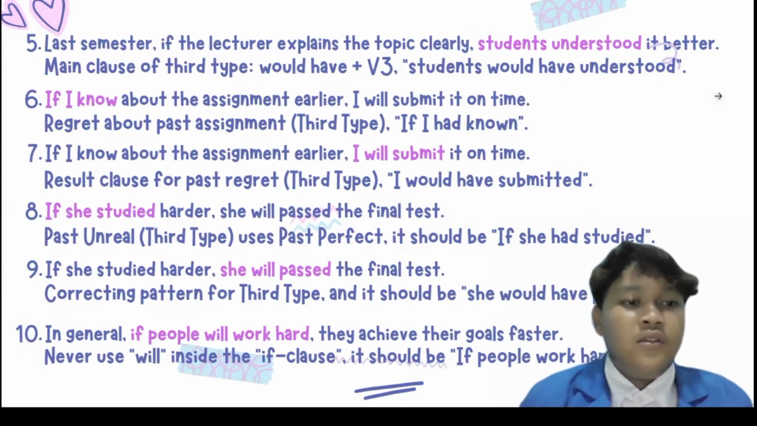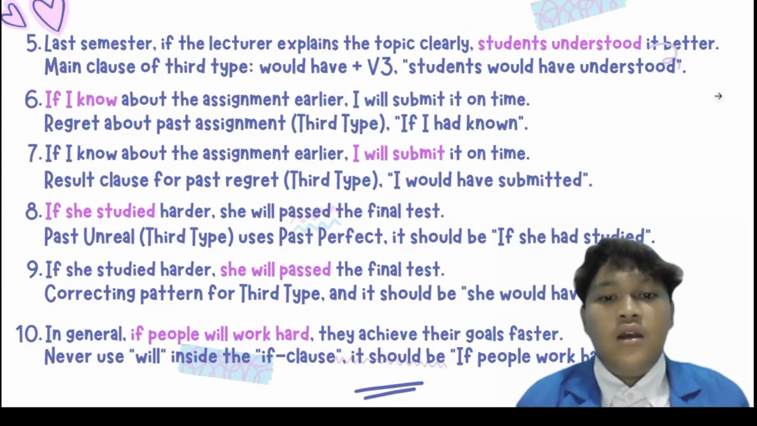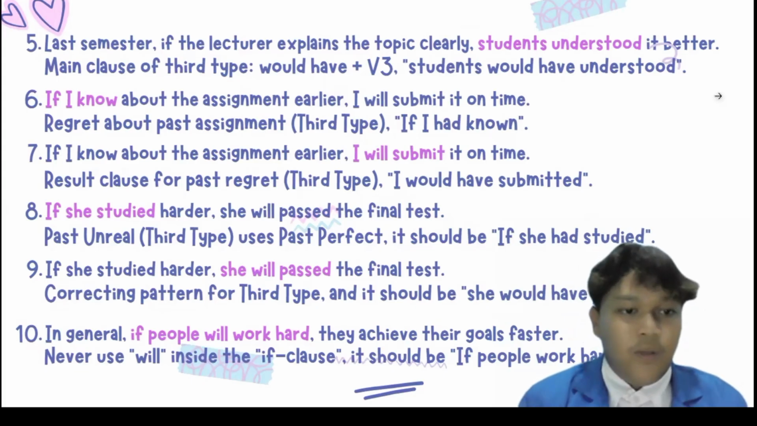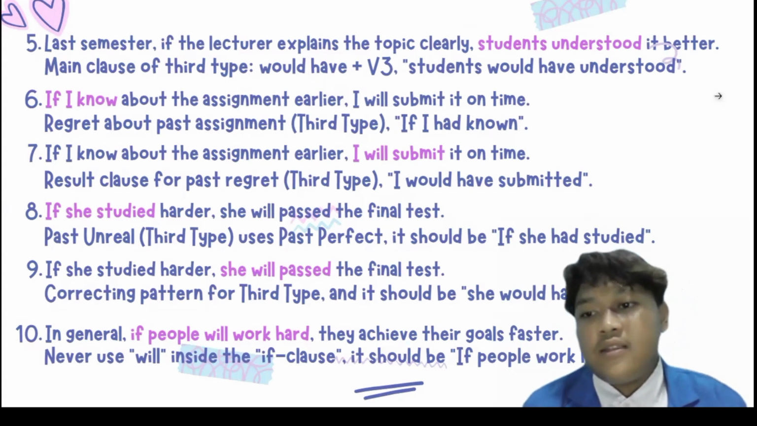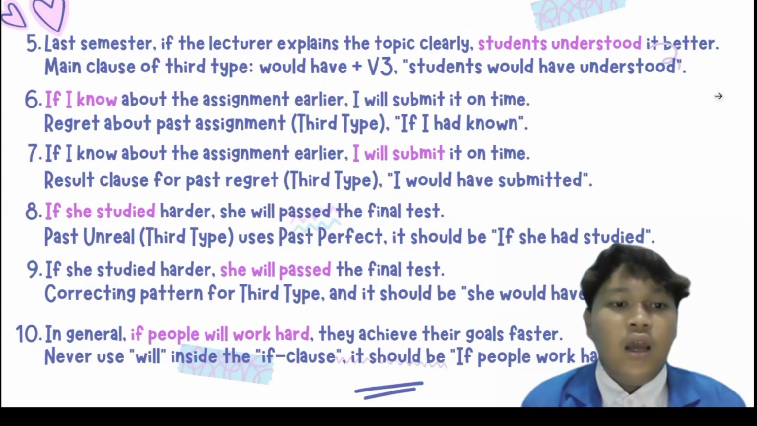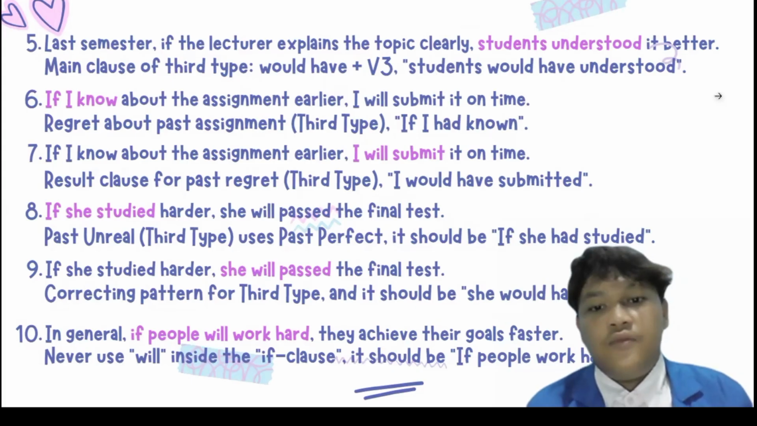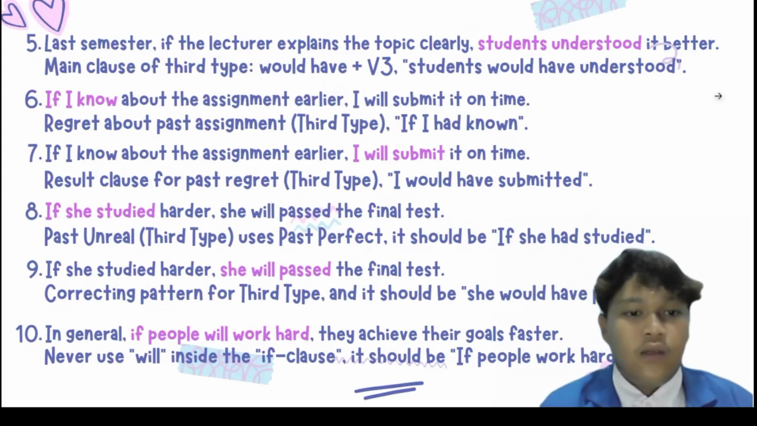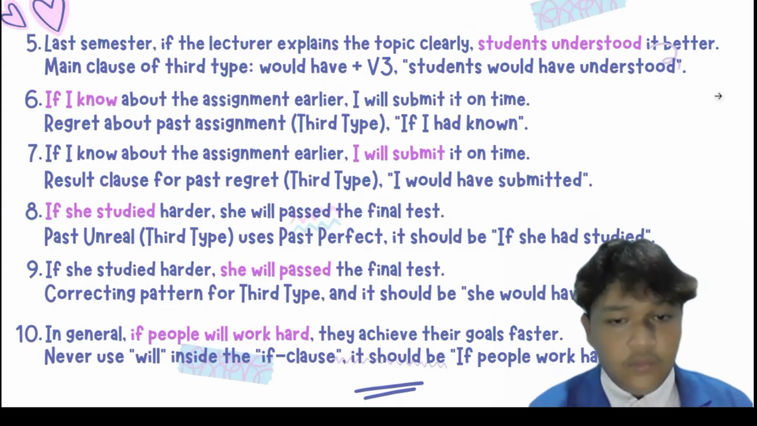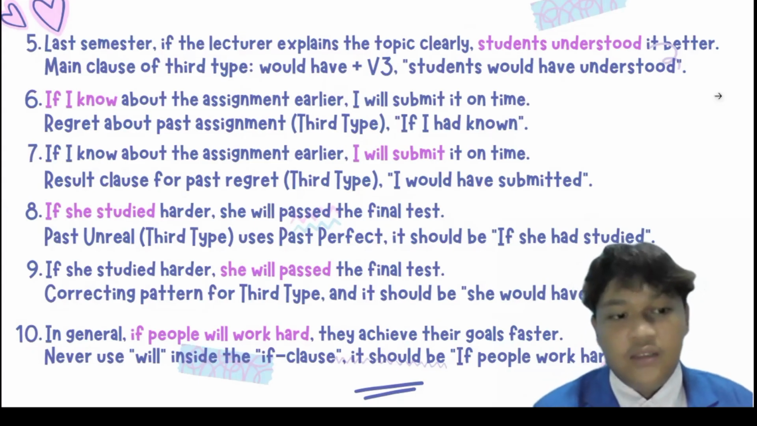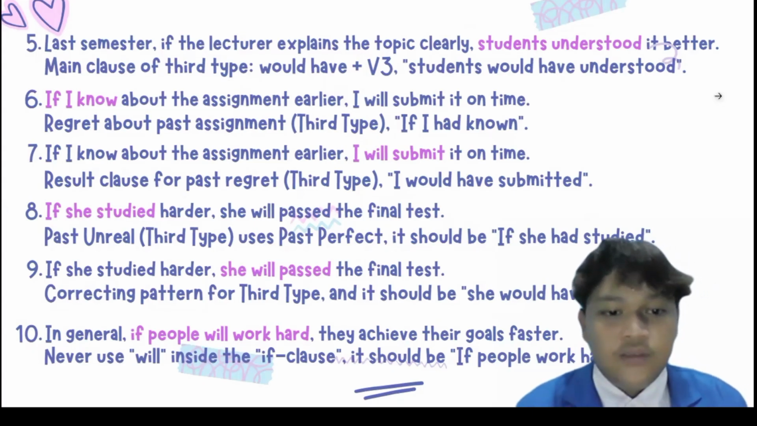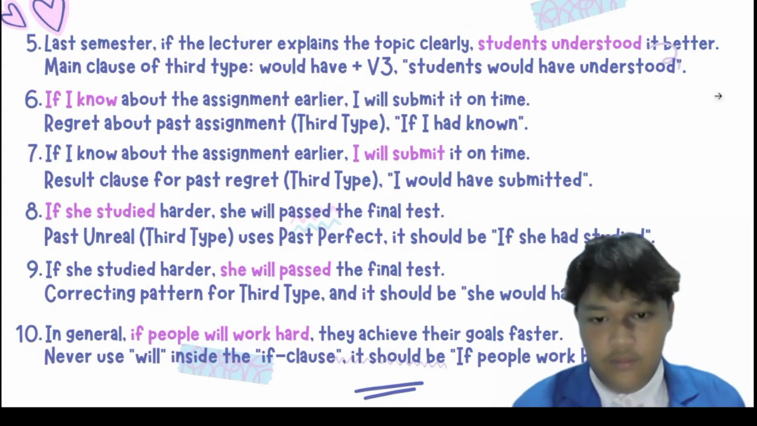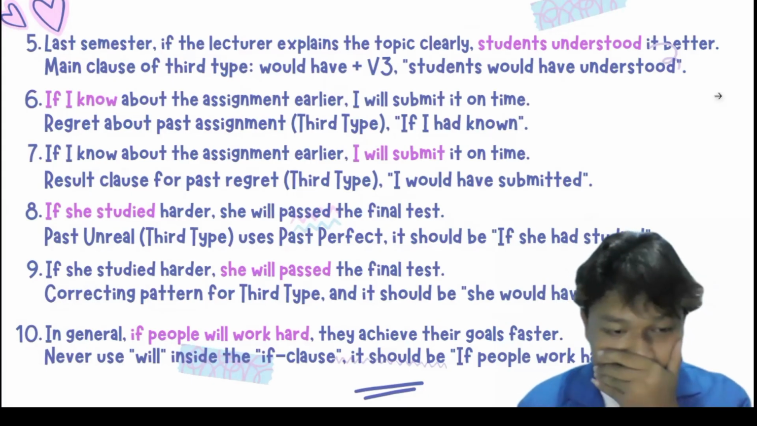Number eight, if she studies harder, she will pass the final test. Past unreal type uses past perfect. It should be if she had studied harder, she would have passed the final test. And number nine, if she studied harder, she will pass the final test. Correcting the pattern for the type, it should be she would have passed. Sorry.